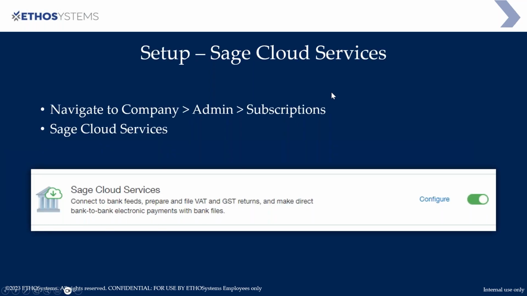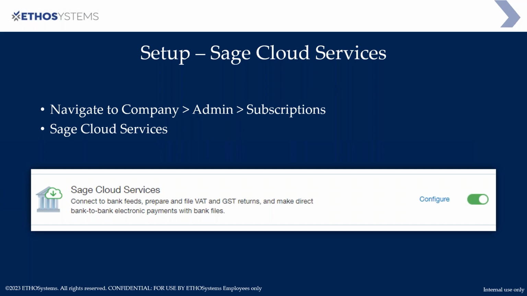So in the setup of the Sage bank feeds, the first thing that you need to do is go into the setup options and turn on Sage Cloud Services. Now, we've all warned you as a client of Ethos, don't turn on the modules by mistake. You can get charged for them. Don't set up users. You'll possibly get charged for them. Sage Cloud Services is a module that you don't have to worry about getting charged for. You can go in there and set this up.